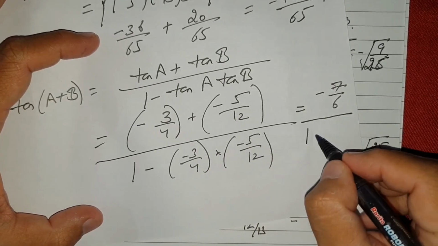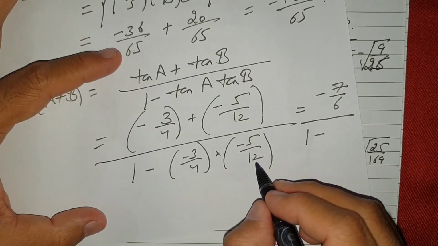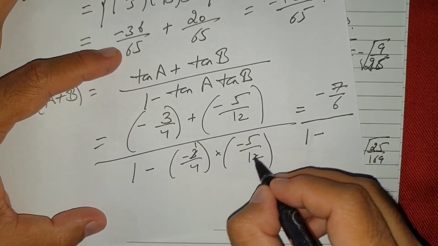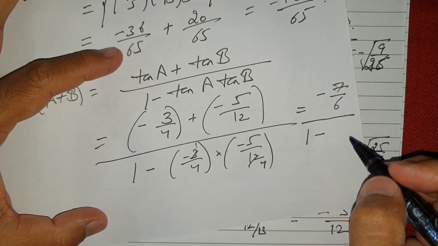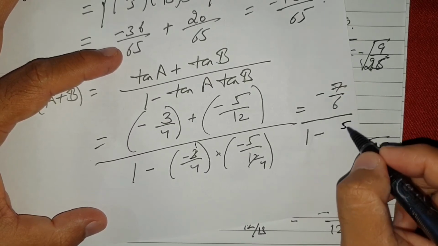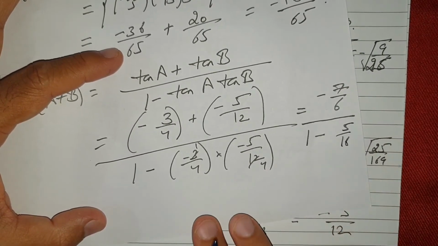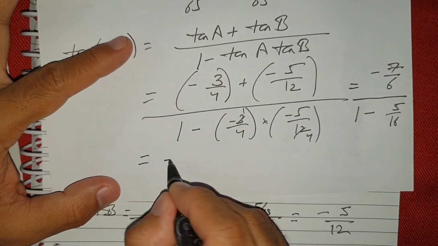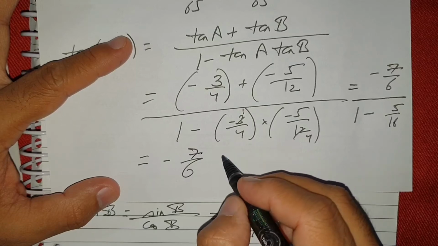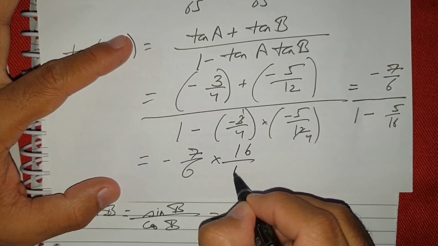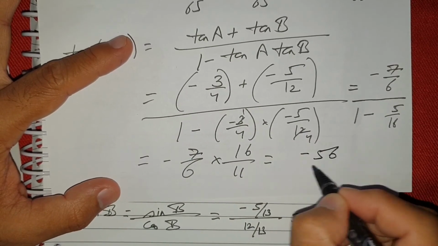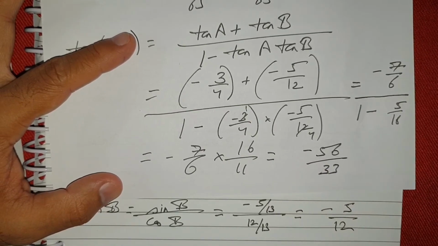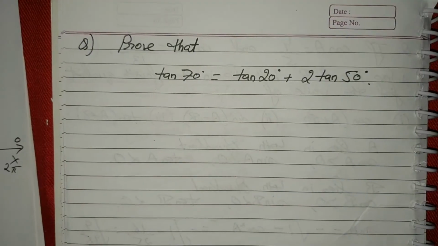And this is actually 1 minus, this will become positive. So this goes 4 times. 3 1s are 3, 3 4s are 12. So this is 11 by 16. So this is basically minus 7 by 6 into 16 by 11, which is minus 56 by 33. That's the answer. Next question is tan 70.